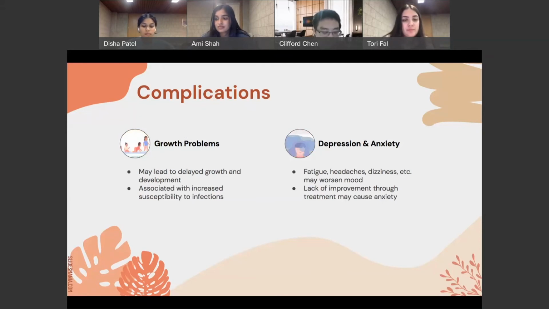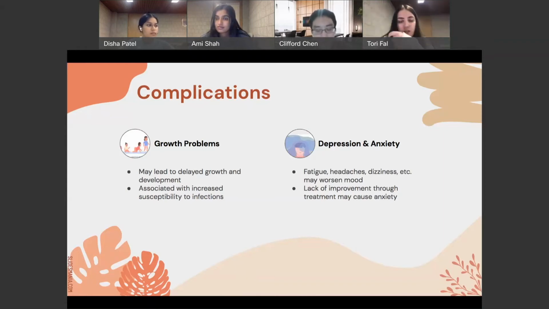Adding on to the growth problems that this can cause, severe deficiency can lead to delayed growth and development, and in young populations, it is associated with increased susceptibility to infections. So this results in them having a much weaker immune system.